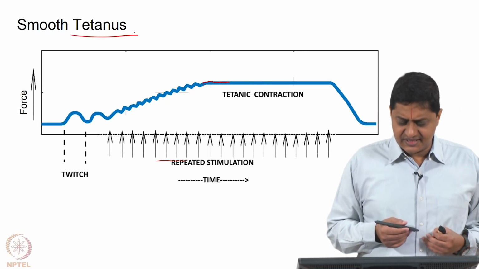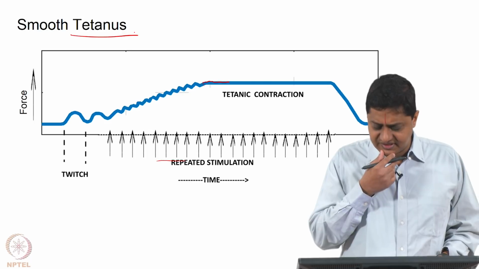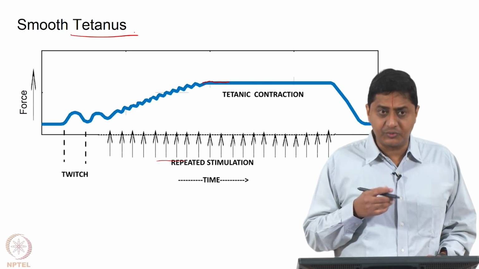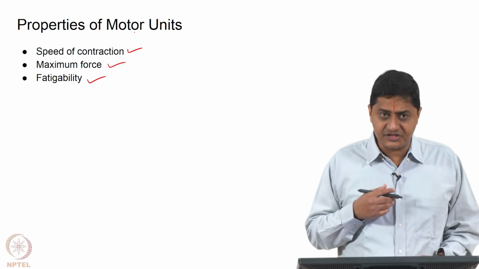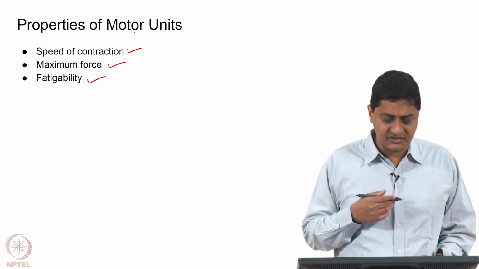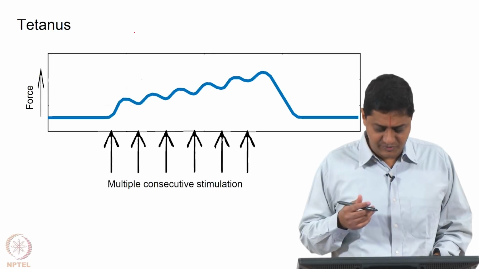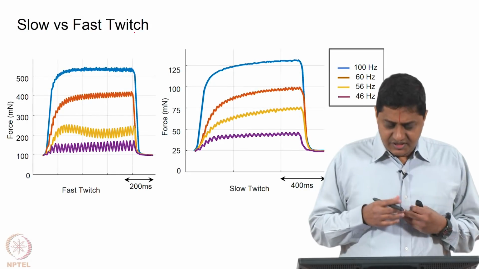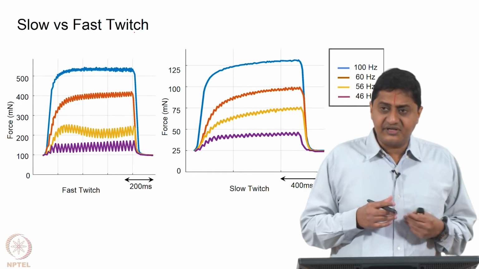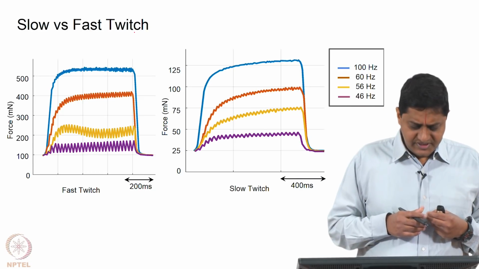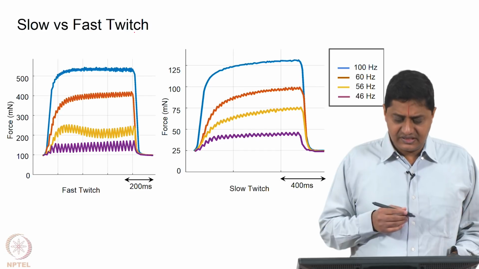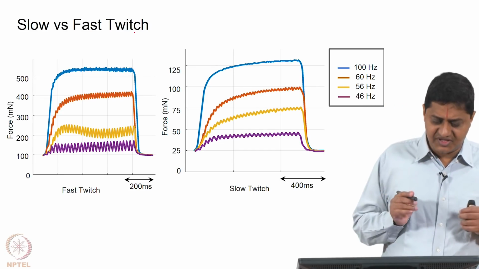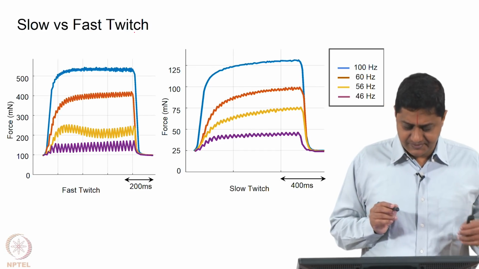Now, a question is what frequencies I should activate at to produce a given force, and what is the maximum force that I can produce. These are the questions. It turns out that different types of motor units and muscle fibers are present. There are two extreme cases, and we will consider them.